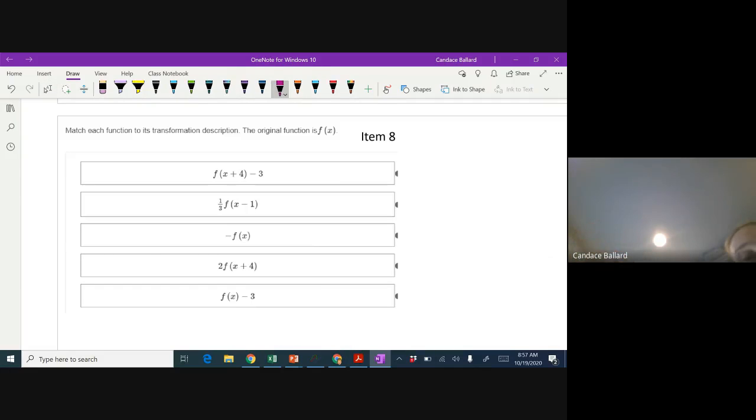All right, so the first thing I would do on item 8, and again, your numbers might be different than mine, is identify the vertex. For the vertex, I change the sign in the parentheses and I keep the sign on the outside. So I'm using this value as my movement. So I know I am translating to the left 4 and down 3.